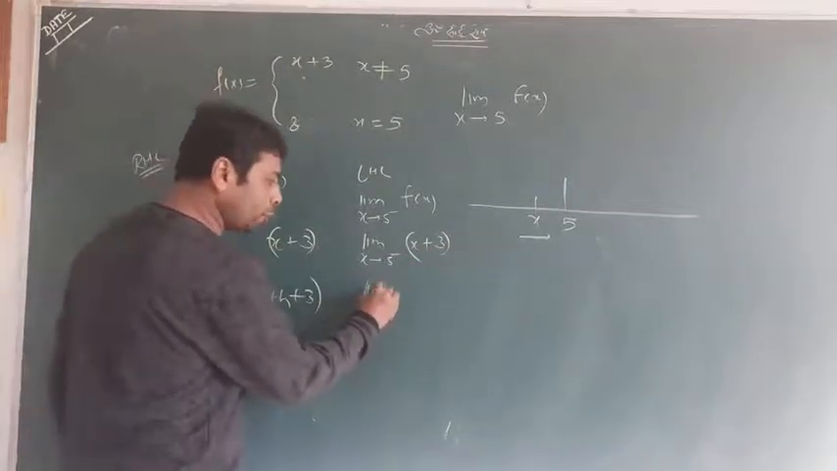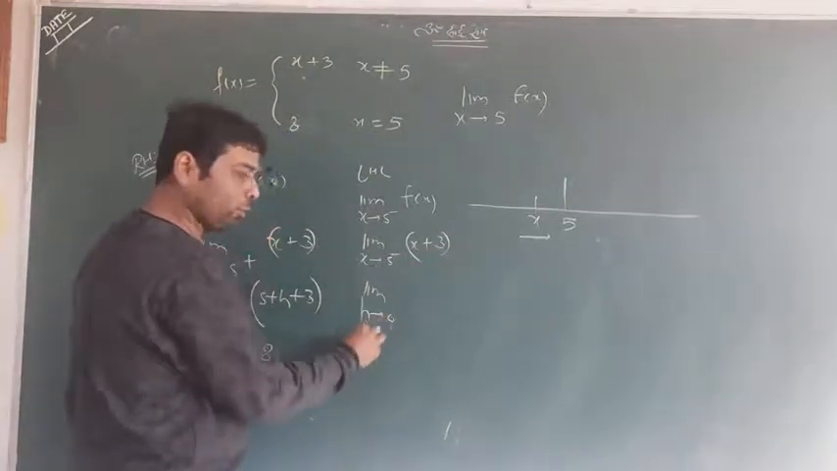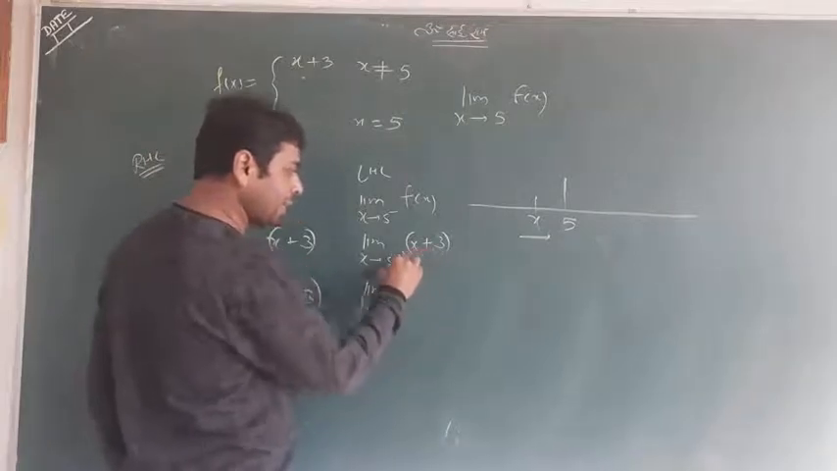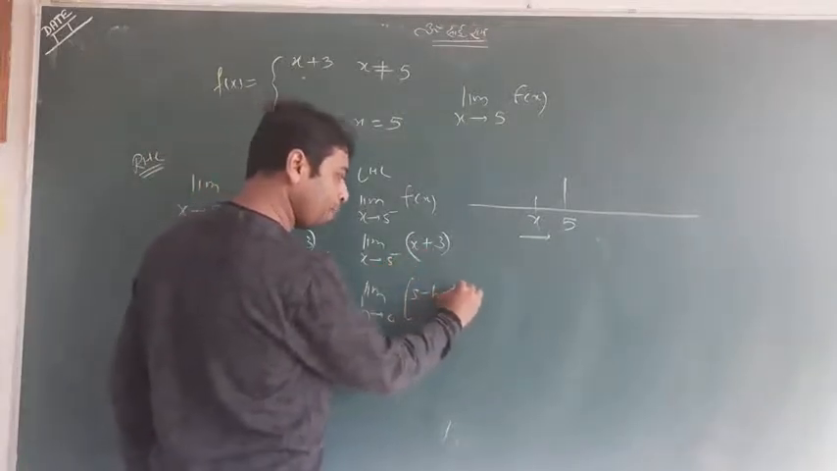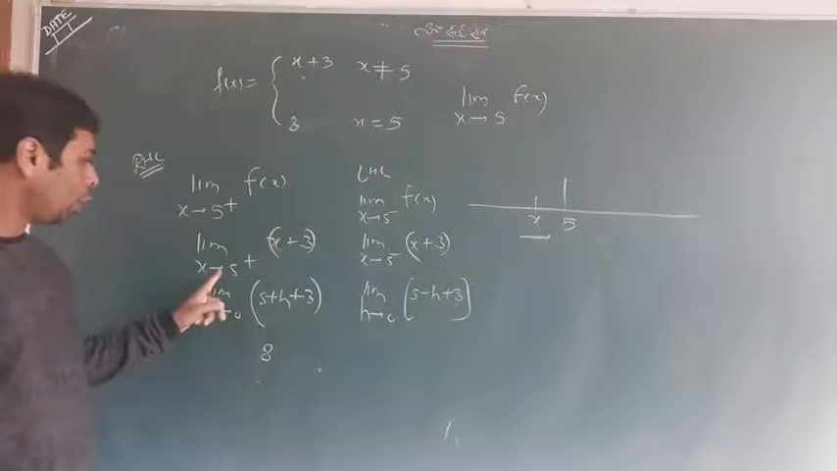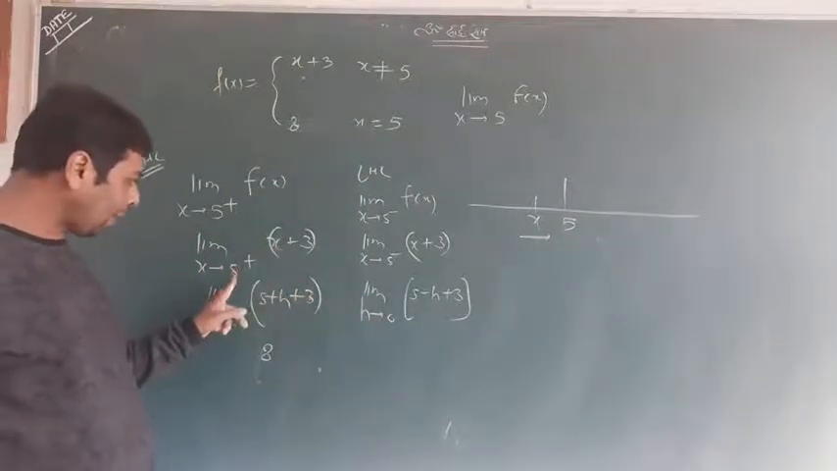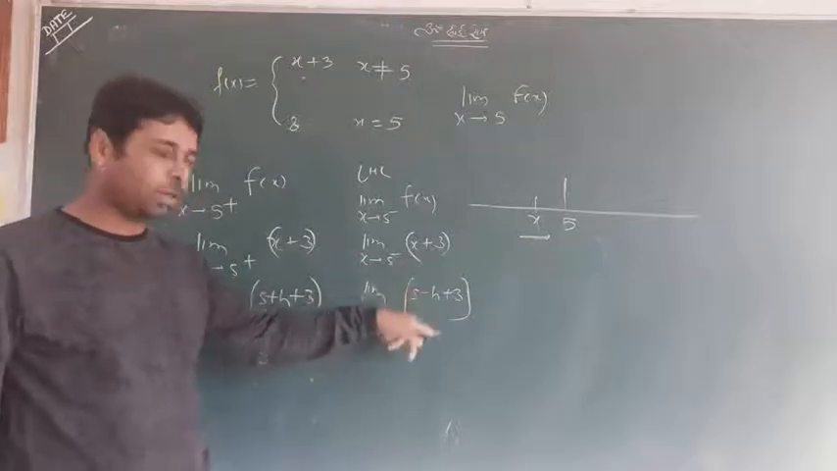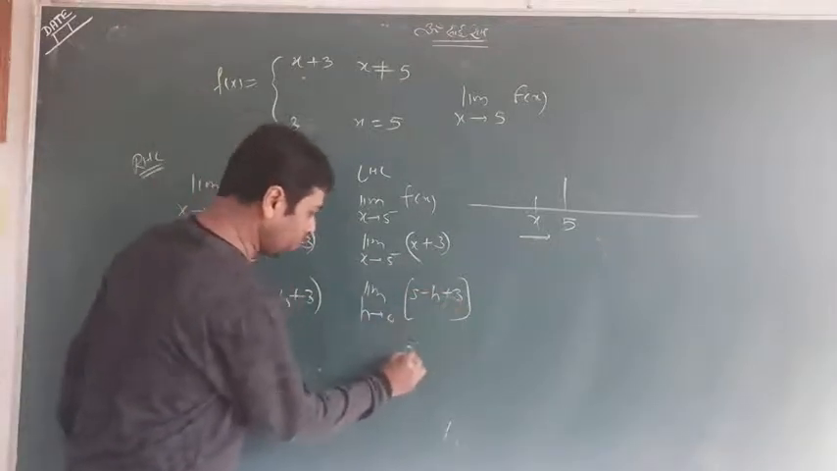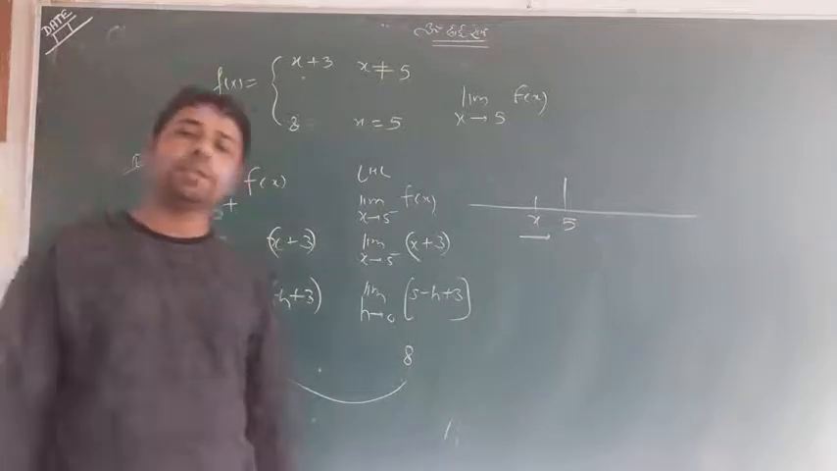Again I will use the shortcut. I will write h tends to 0, and instead of x, I will write 5 minus h. So please make a habit to write the direct answer. Always this changes to h tends to 0. Instead of x, it will be 5 plus h, or 5 minus h. And h tends to 0, 5 and 3, 8. Wow, these two answers are the same, it means the limit exists.